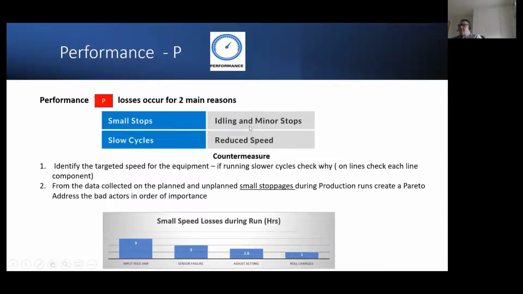Again, we need to, first of all, identify the targeted speed for the equipment. If cycles are running slower, we need to list the reasons why the cycles may be running slower. And again, I would Pareto that data to find out where the bigger factors are on that. And again, I would take action against the ones that are showing as the most prevalent. And that way you will get incremental change in terms of the performance factor.